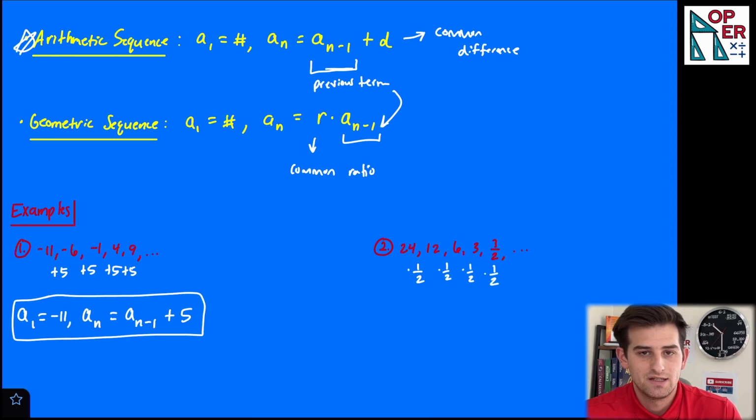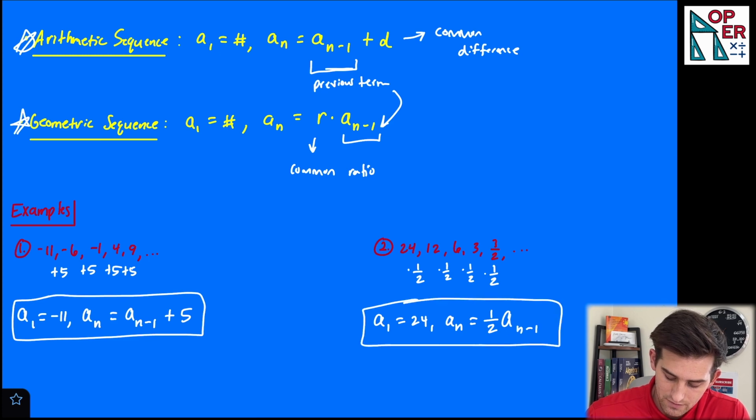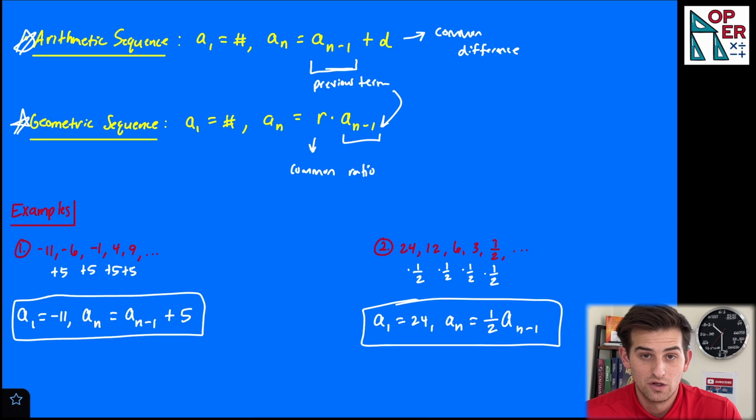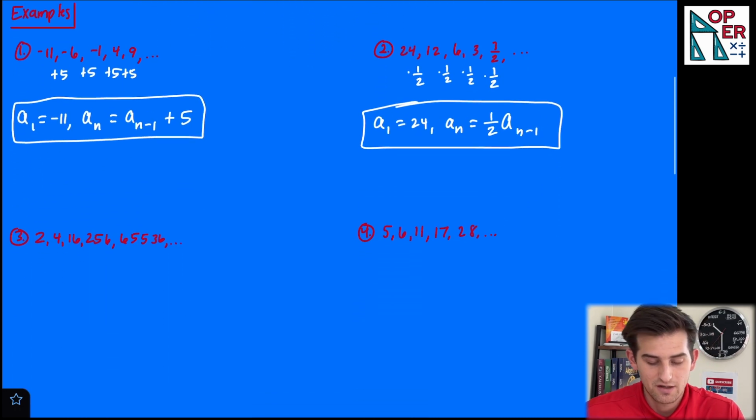So now we recognize that it's geometric, so we can use this recursive rule. Let's list our first term, which would be 24, and now we can write a sub n equals, our common ratio was 1/2, times a sub n minus 1. And that'd be our recursive rule for example number 2. If you notice, the last two examples are not going to be arithmetic or geometric. However, they are still sequences, and since it's a sequence, we can write a recursive rule for it. We just have to establish the pattern.